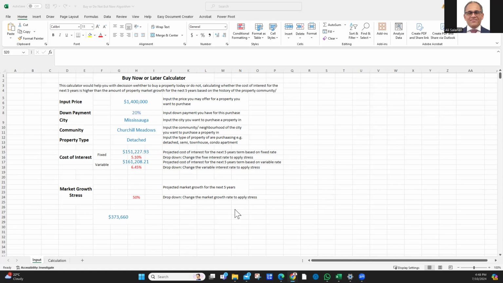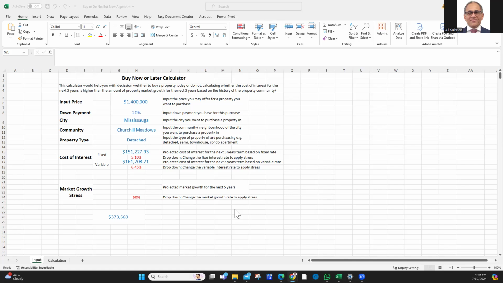Now, this calculator is a projection, projecting two things. One is an interest rate from now till then, meaning 3 or 5 years, depending on the period. The other is a market growth for a certain type of property in a certain community, in a certain city, assuming an amortization of 30 years and a down payment of 20%. We can change that, but for now, we're going to go with a 20% down payment. So let's dive deep into it and explain how it works.